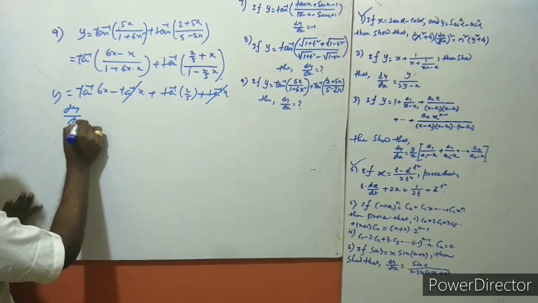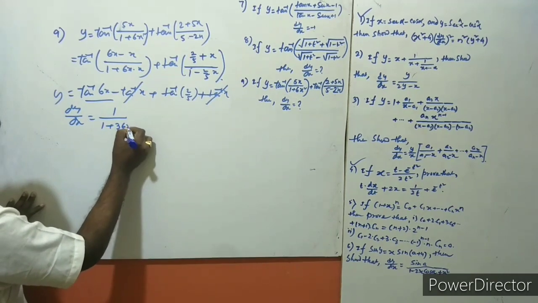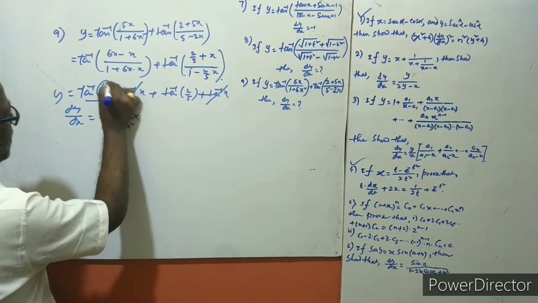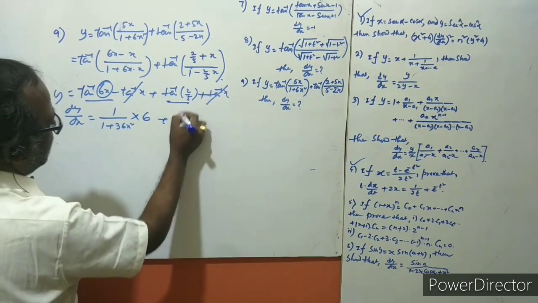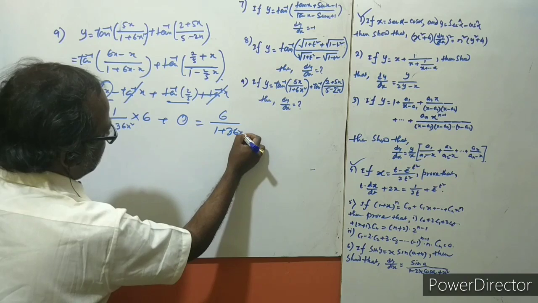So differentiate both sides, dy by dx. The derivative of tan inverse x gives 36x square, and d by dx of 6x is 6, and differentiation of the constant is 0. So 6 by 1 plus 36x square.